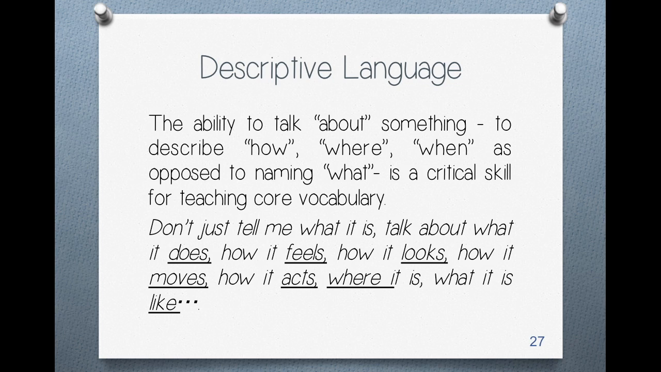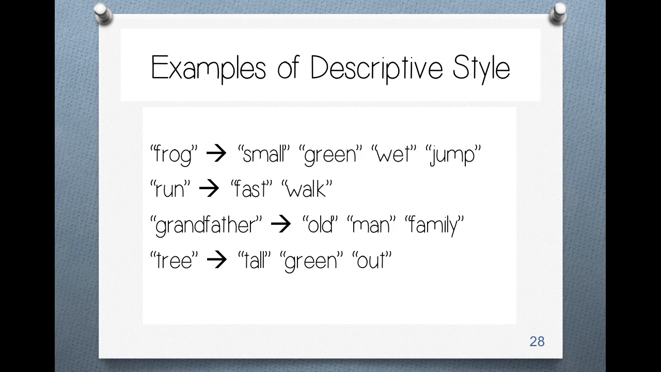And I think that we have a couple of examples. So here's some simple examples. If you have a frog and you want to talk about the frog, but you don't have that particular noun, what can you say about it? Well, let's describe it. It's small, and it's green, and it's wet or in water, and it jumps, right? Those, in the context of a science lesson, would be really clear what we're talking about.